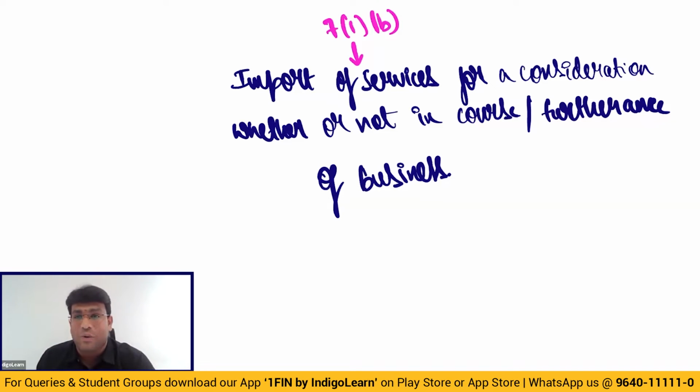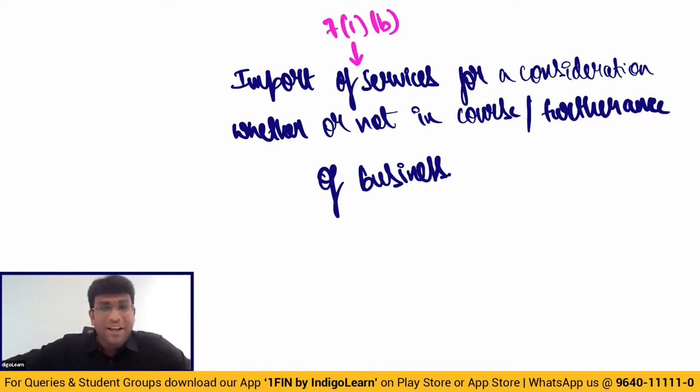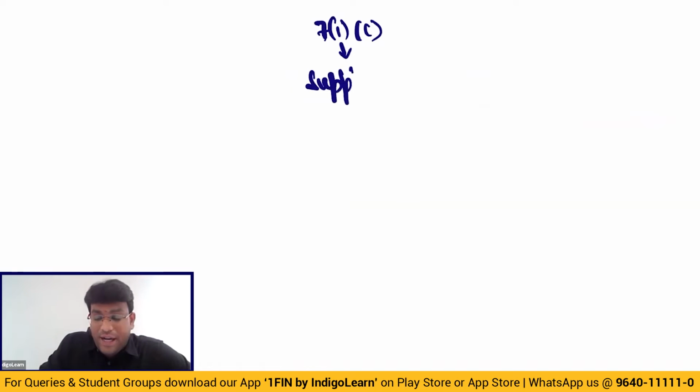Getting my point, everybody? So what is section 7.1a? 7.1a says what? Supply includes all forms of supply of goods or services or both, such as sale, transfer, barter, exchange, license, rental, lease, or disposal, made or agreed to be made for a consideration by a person in the course or furtherance of business. And what is section 7.1b? Import of services for a consideration whether or not in the course or furtherance of business. Next point, guys. 7.1c, my dear friends, transactions which are regarded as supply.